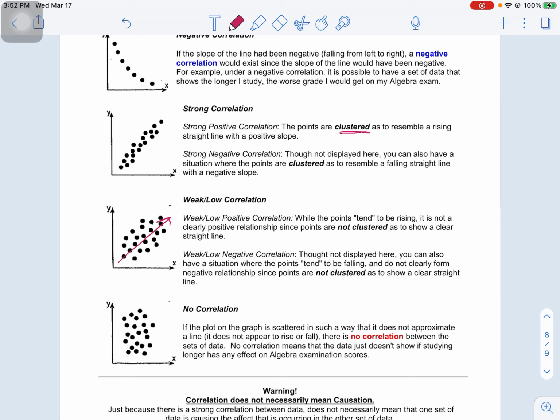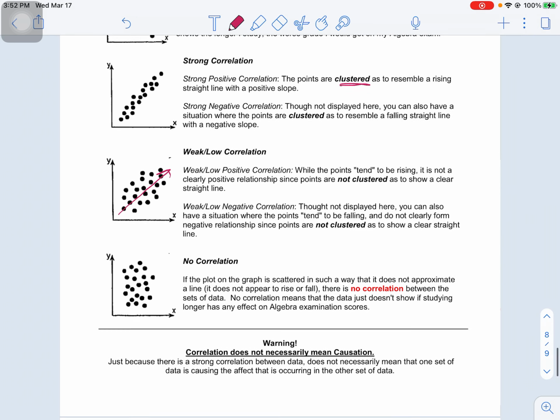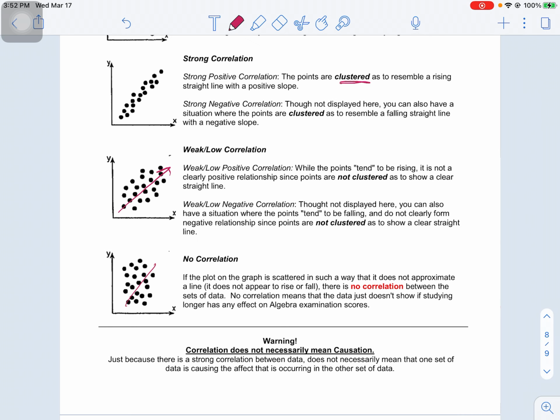They can be spread out a little bit more and still be going in a negative direction just because they're not clustered. And then we have this crazy one, there's no way to figure out what is happening here. We have no correlation, where we can't determine a line of best fit and put something there. So remember, correlation does not necessarily mean causation.